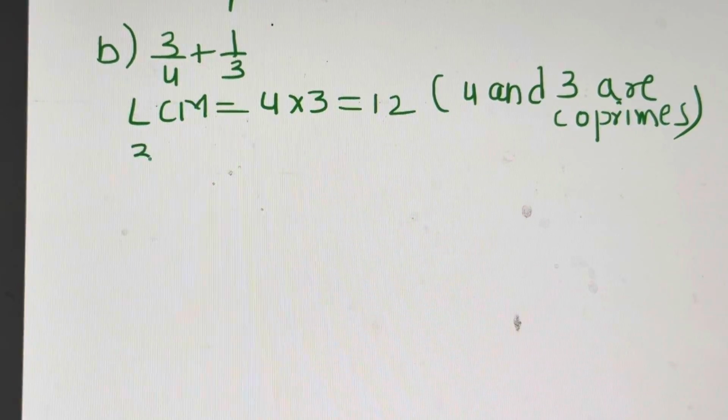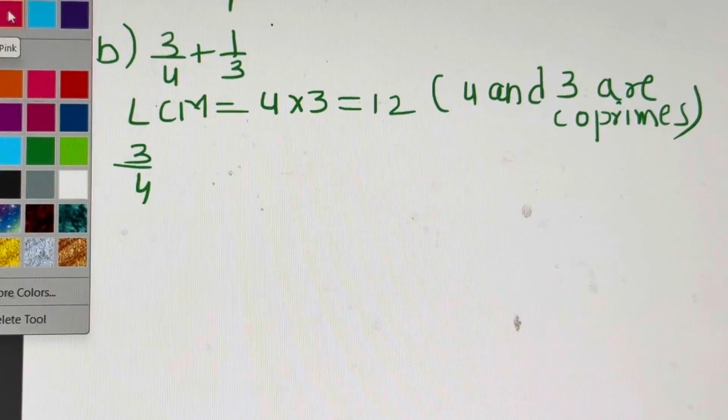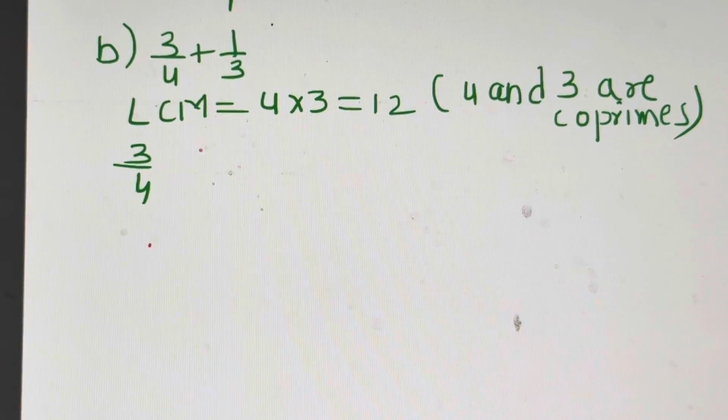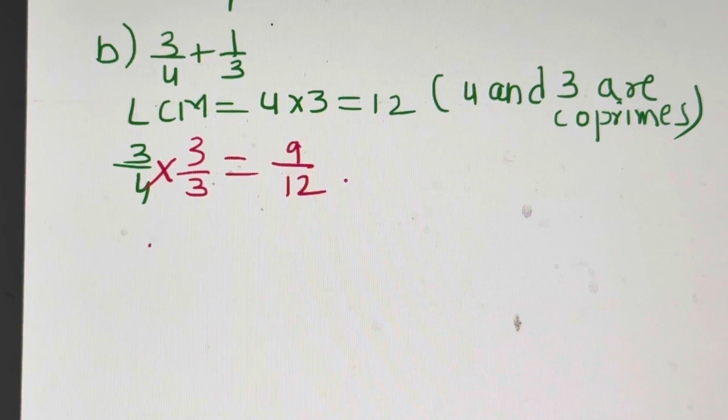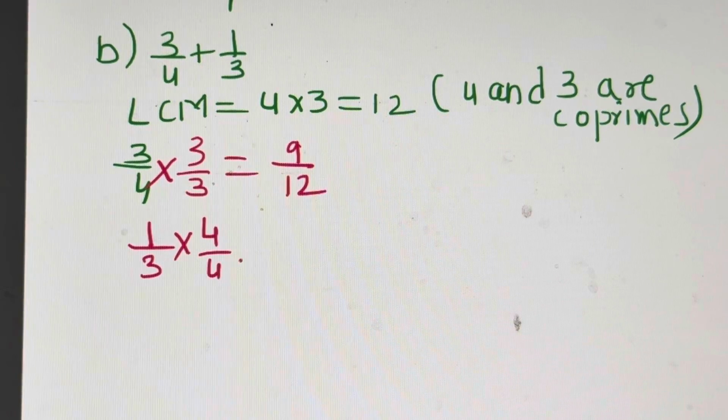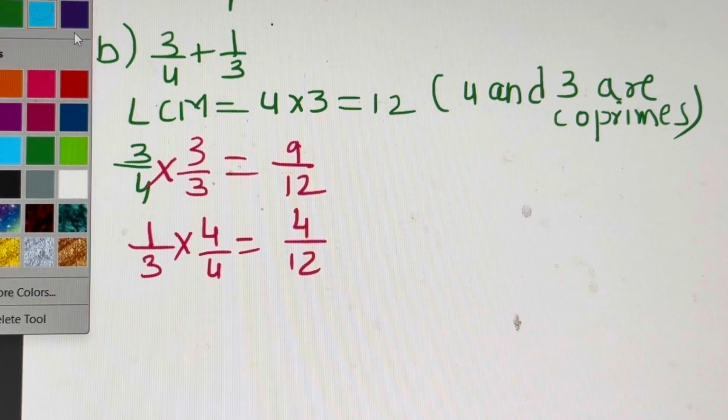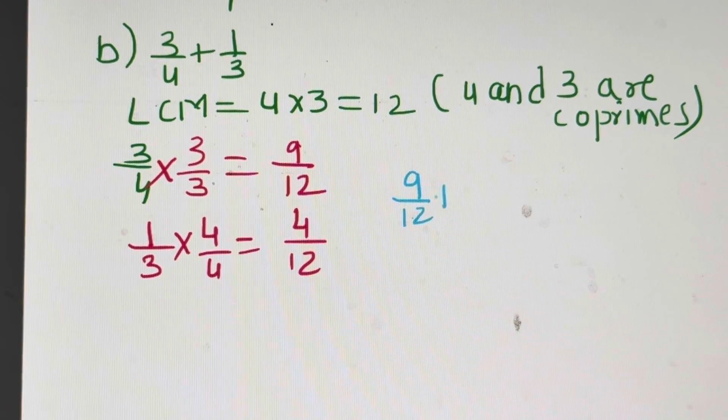Now we take the first fraction, that is 3 upon 4, and we convert it into an equivalent fraction with denominator 12. Now 4 3s are 12, so we multiply both by 3. So you get 9 upon 12. Then we take the second fraction, 1 upon 3. Okay. 3 4s are 12. So we multiply both numerator and denominator by 4. So you get 4 upon 12. Now you can see the denominators are same. So you can add them. 9 upon 12 plus 4 upon 12. That gives you 13 upon 12.